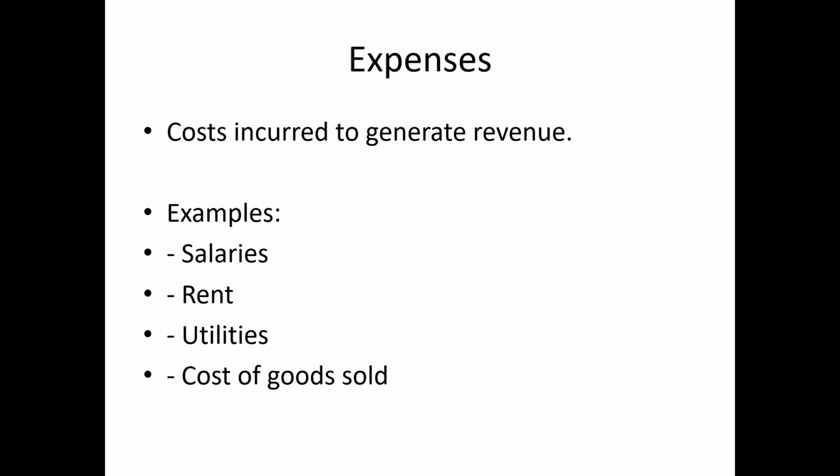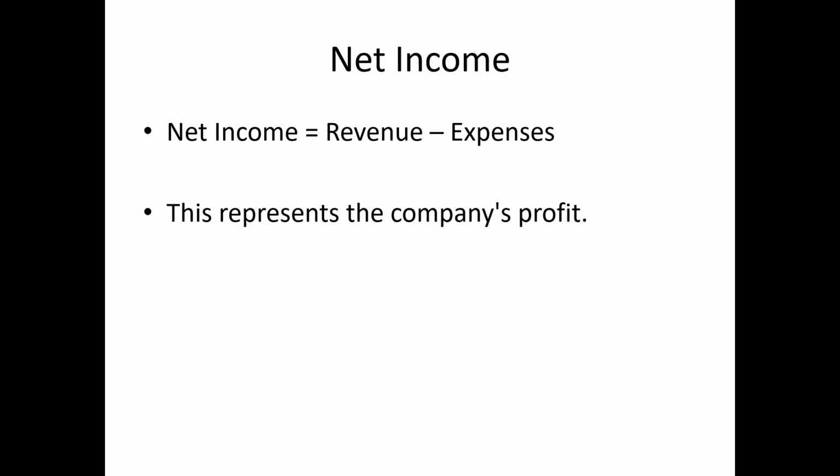Expenses are the costs which are incurred to generate the revenue. For example, salaries given to employees, rent paid for an office building, utilities, and cost of goods sold, etc. Now let's talk about net income. Net income is equal to revenue minus expenses. This represents the company's profit.